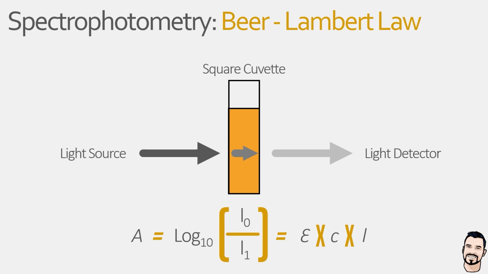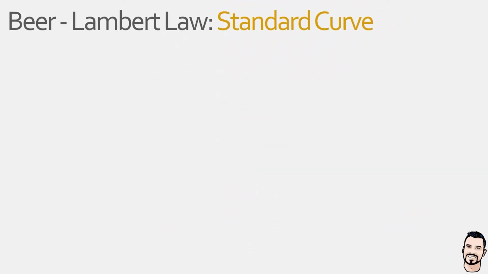Now, one of the most useful biochemical uses of spectrophotometry is the generation of what we call a standard curve via quantification. So this is where we will measure the absorbance of solutions with a known concentration of a particular solute.